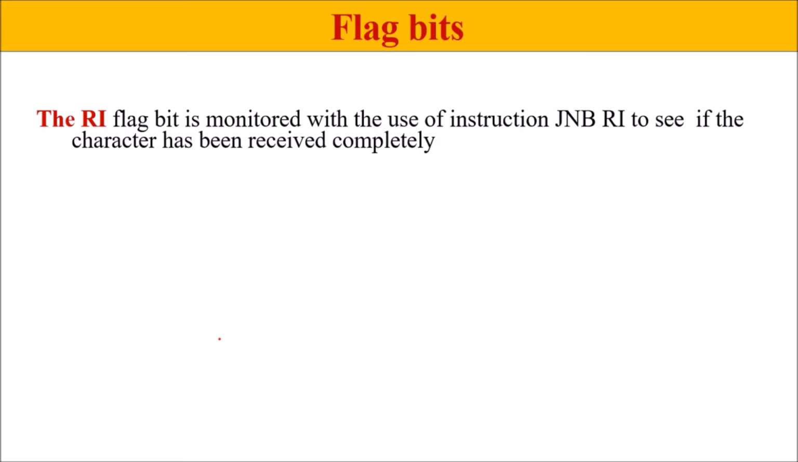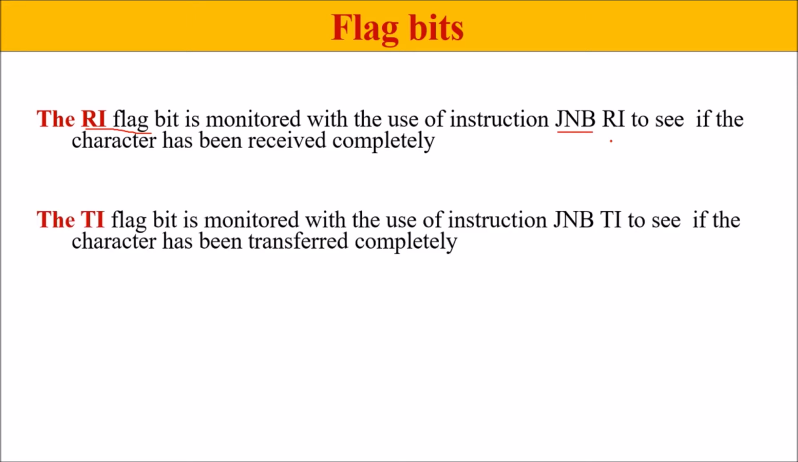Then we are going to monitor flag bits here, because we are going to use the polling method. To check whether the character is received or not, we have to check the receiver interrupt flag bit. So we are going to use the instruction JNB RI, jump if not bit, to check whether the RI bit is 1 or not. If it is 1, that means the character is received completely and you can process it further. So that's why we are going to use this instruction.